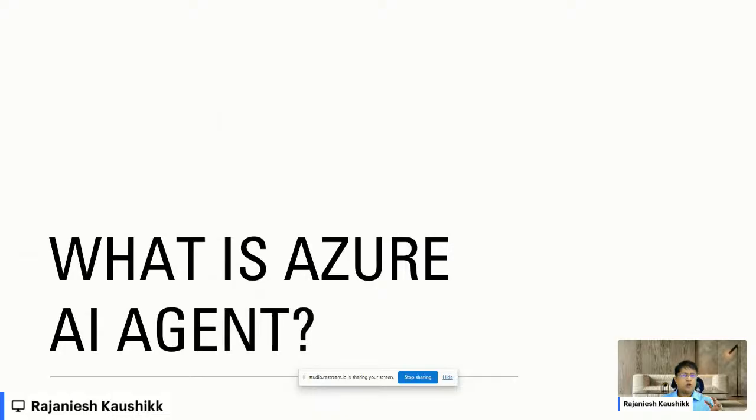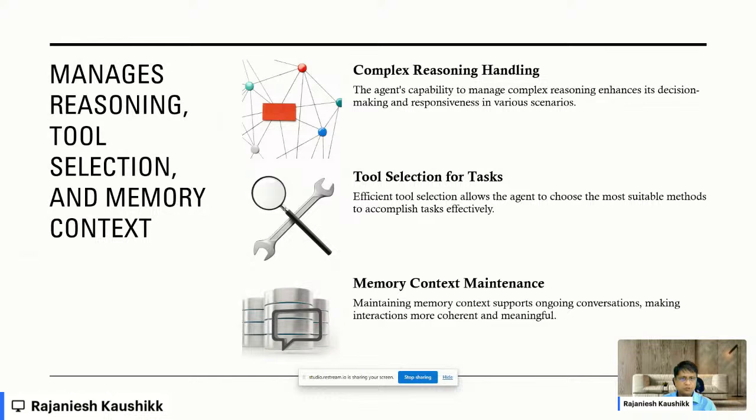Now, this is called Fabric Data Agent, but there is another agent in the market called Azure AI Agent. And why do I need Azure AI Agent when I already have a Fabric Data Agent? That is what you might be thinking. So when it comes to agentic AI, this AI agent can handle complex reasoning, and enhances its decision making and responsiveness in various scenarios.